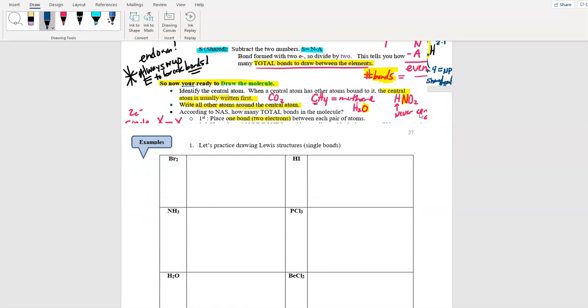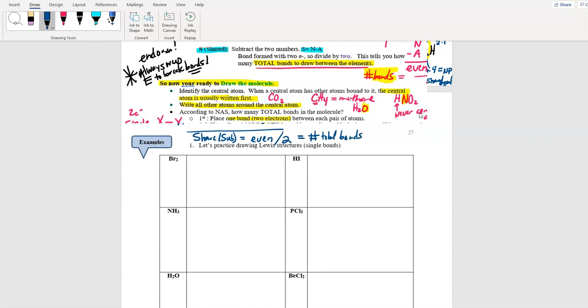So here it is, short key. Your need, everyone needs 8. Your available is what valence electrons they have right now according to the periodic table. And to find out what they're sharing, we subtract those 2 numbers. And like I said, right now, life is beautiful. It should be an even number. We divide by 2 because every bond is 2 electrons. And this number will tell me the total number of bonds.